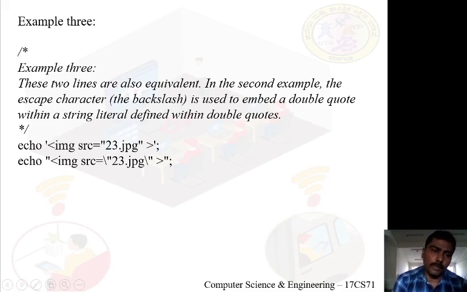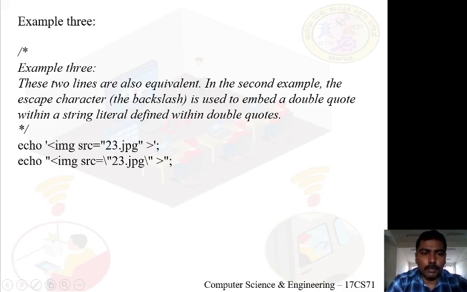Have a look at this example. Here I have specified the message to be displayed within a single quote. But when PHP wants to write an image tag to an HTML file, it uses that image tag, it specifies src, and the source file name should be in double quotes, right? We remember. So the source file name is specified in double quotes: img src equals 23.jpg, and the file name is in double quotes.